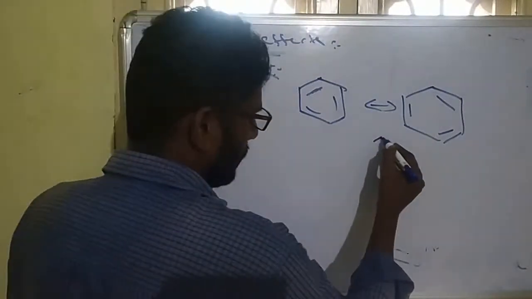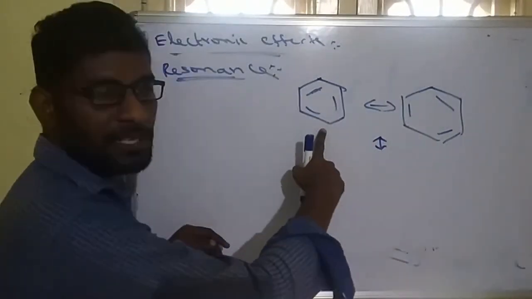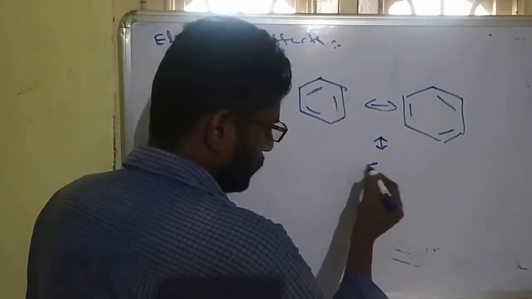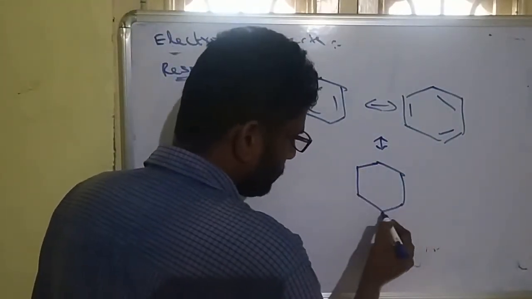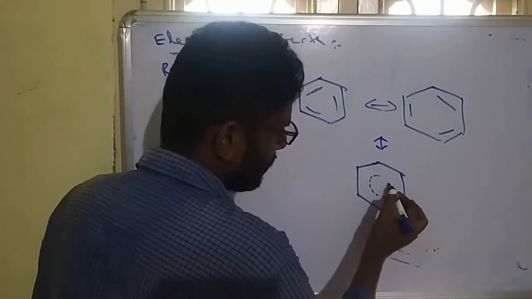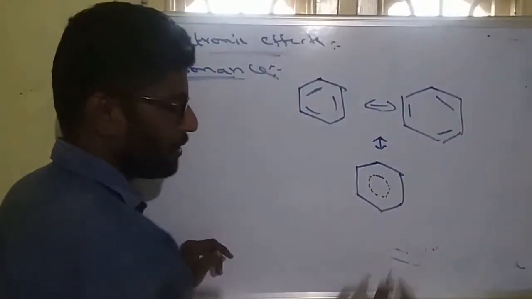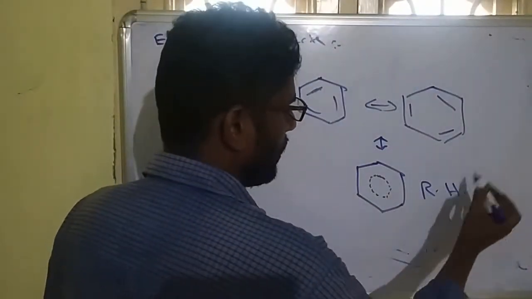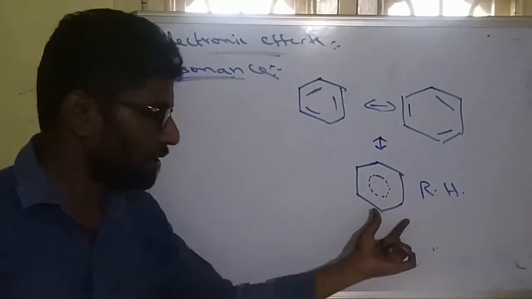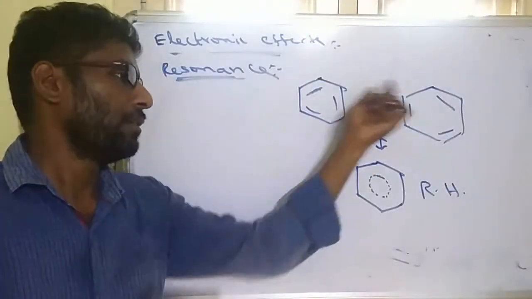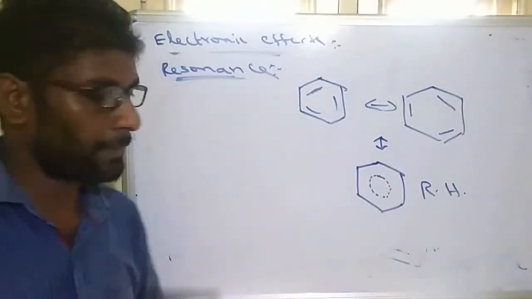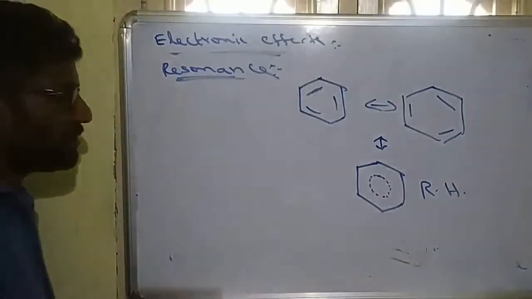So actually, this is not the actual structure, this is not the actual structure. The actual structure should be written like this. This is the actual structure, and it is called the resonance hybrid. The resonance hybrid is the most stable. These others are imaginary structures. So that is resonance.